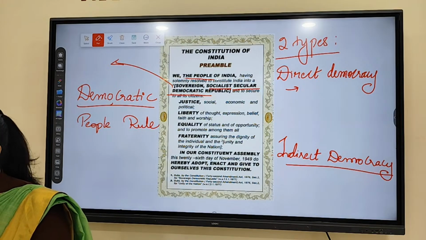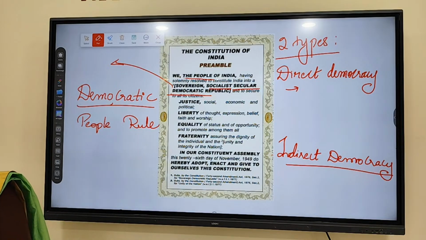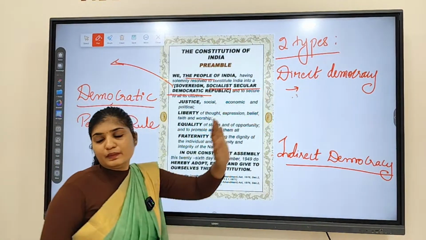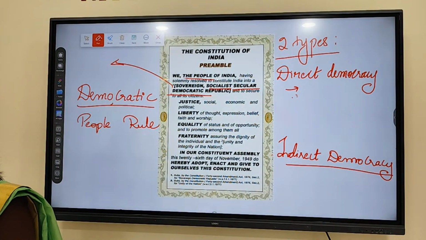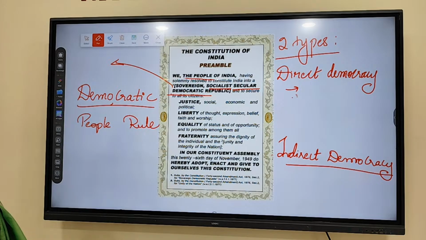Is there any doubt? Write down. The people exercise their supreme power directly. Example, Switzerland. Full stop. Okay. Next is indirect democracy.